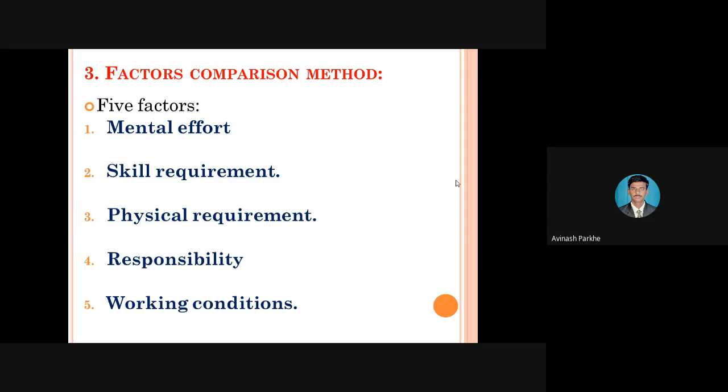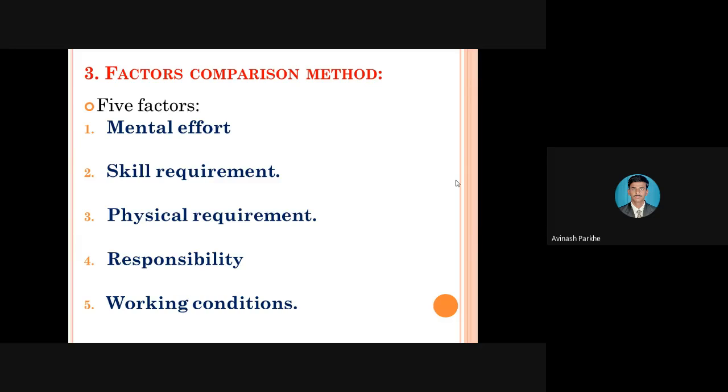Okay, so once again, good afternoon all. In the last lecture, we started with the new chapter, that is job evaluation and merit rating. We started with the basic introduction of job evaluation, why it is required. Then we discussed the objectives of job evaluation, and then we started with the methods. The two methods we discussed in the last lecture are, first, the ranking method, and second, the job classification method. Both methods are mostly used for job evaluation.